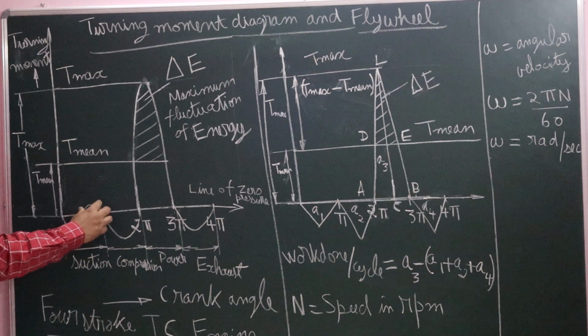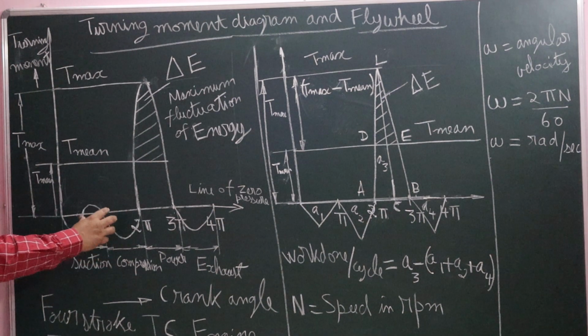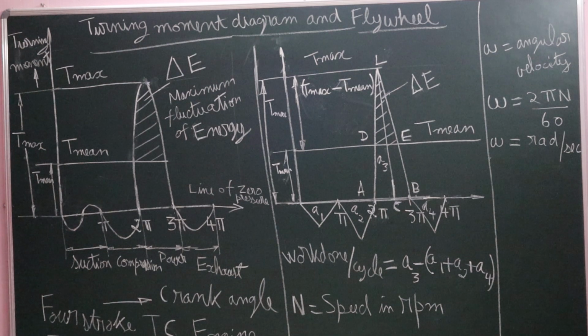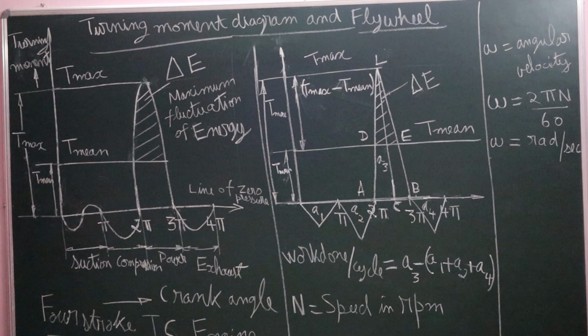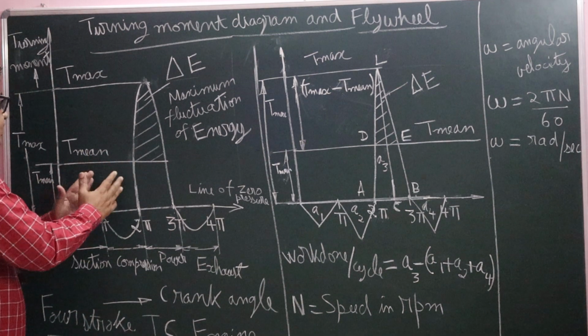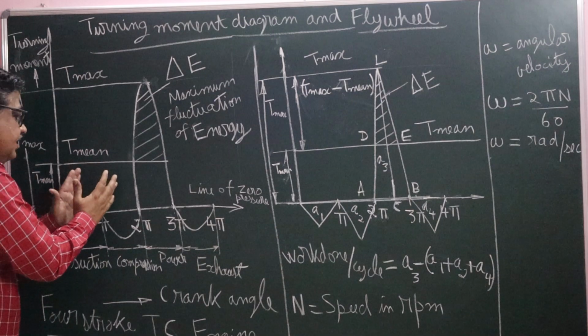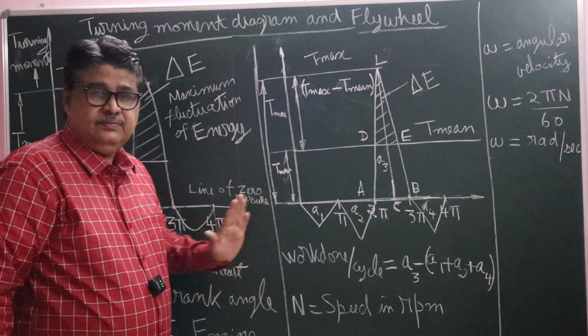This is again during compression stroke, also a negative area, right? The piston is driven by the flywheel, therefore it is a negative area. During expansion stroke, it is a positive area. Therefore, I idealize this diagram like this.